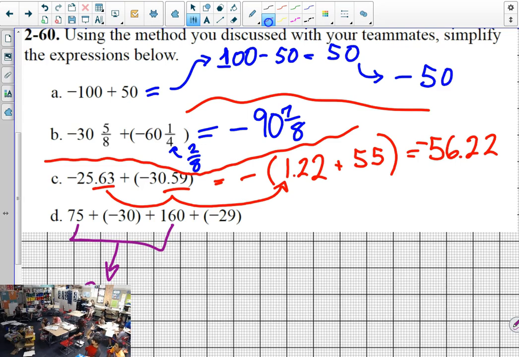160 plus 75. So break apart the 75. What does 160 need to get to the next 100? 40. So take 40 of these. How much do I have left over? 35. That's how much good.